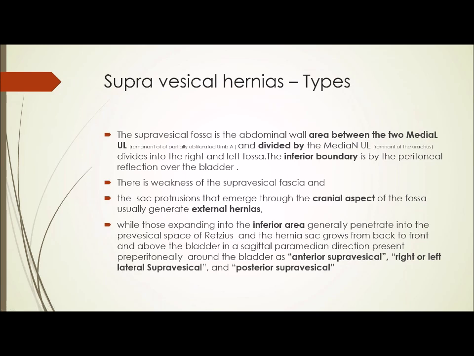That forms the inferior boundary. So there has to be a weakness in this particular area. Whenever there is weakness in this particular area, the sac can either protrude externally or it can protrude internally through the supravesical or the rectovesical fascia or supravesical fascia.